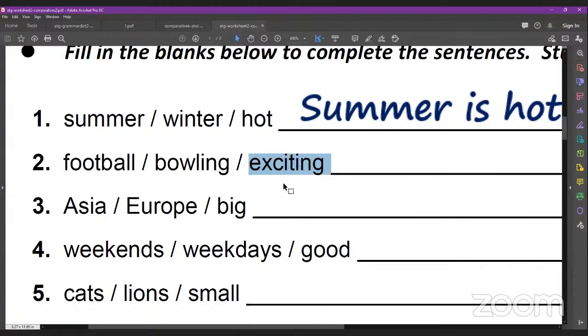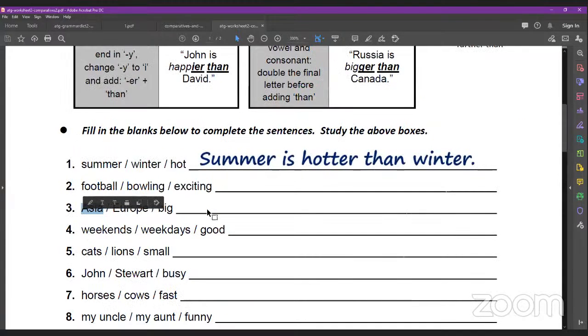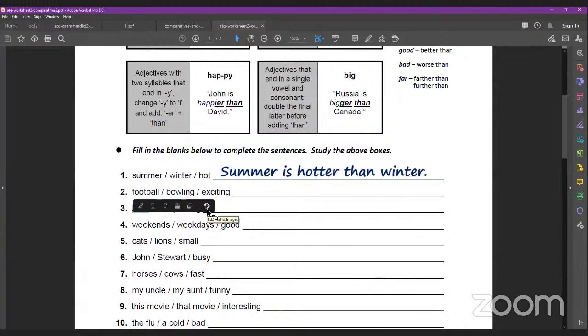Number three is the same. Asia, Europe. The adjective is big. It's up to you. You have to look at a map and see which one is bigger, Europe or Asia. All right? I'm going to share this one, and you will have once again 5 minutes.